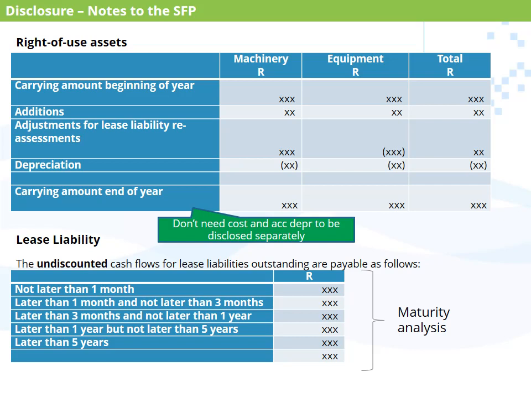There's no need to show the cost and the accumulated depreciation separately as you would have with an IAS 16 note. Then if you look at the lease liability note, these are the undiscounted cash flows for lease liabilities that need to be presented in these bands. Now remember, these bands will be provided to you, and these are the actual lease payments that the lessee will make to the lessor. So it's not the interest component, it's not the capital component, it is the actual lease payment that will be made.